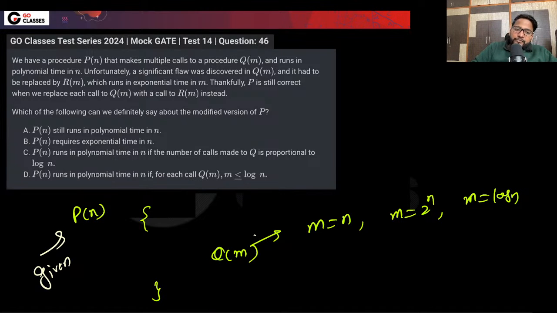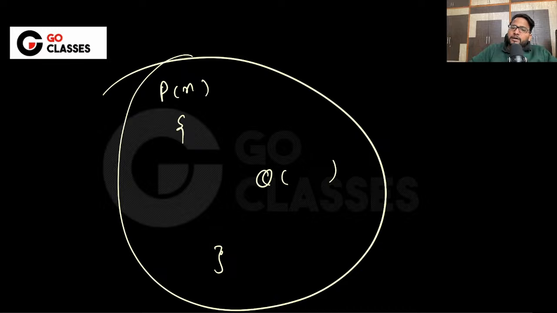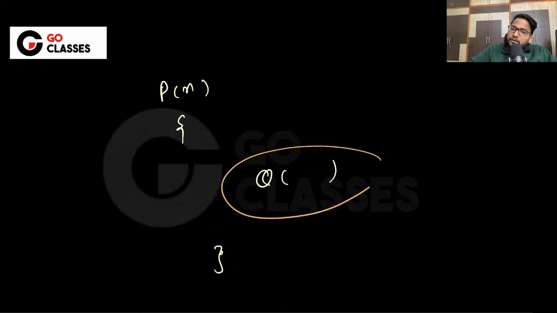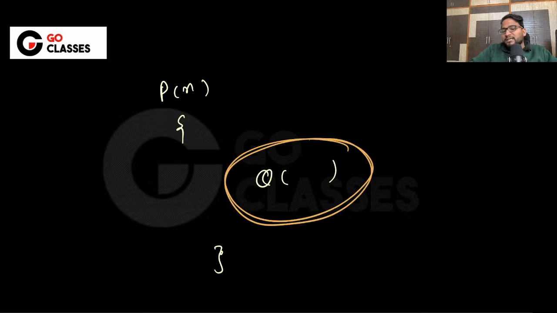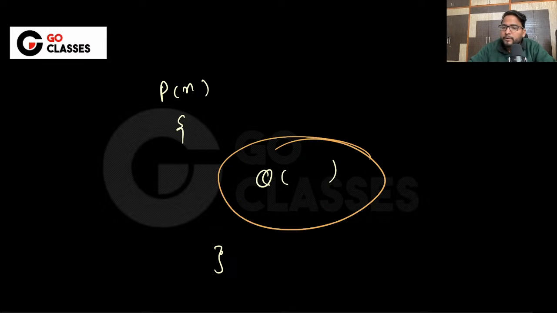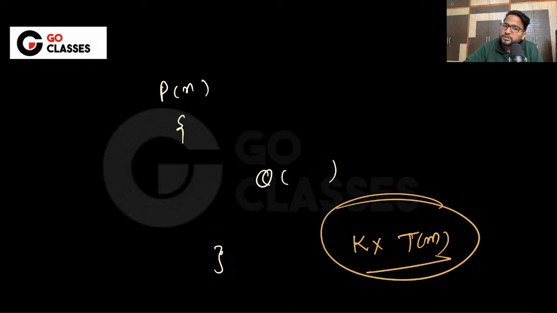Tell me, if you are making a call to some function, maybe Q, and it is given that P has to run in polynomial time, can you make calls in exponential time? It is not given how many times you are calling Q, but tell me, are you calling Q exponentially? See, let's suppose you are calling k times, and the time complexity of Q is, let's suppose, T of m, whatever it is, right? So if you are calling it exponentially, is this possible if ultimately it has to run in polynomial time? No, right?